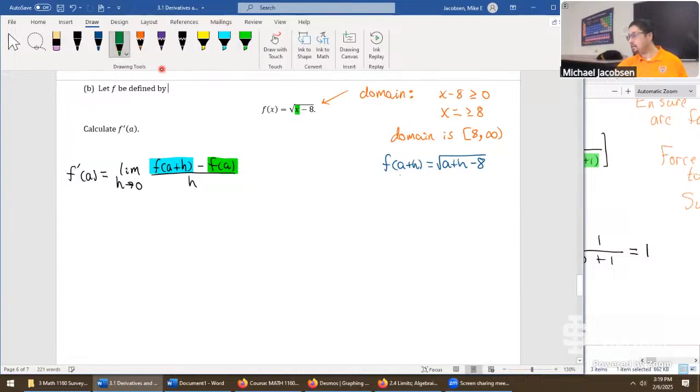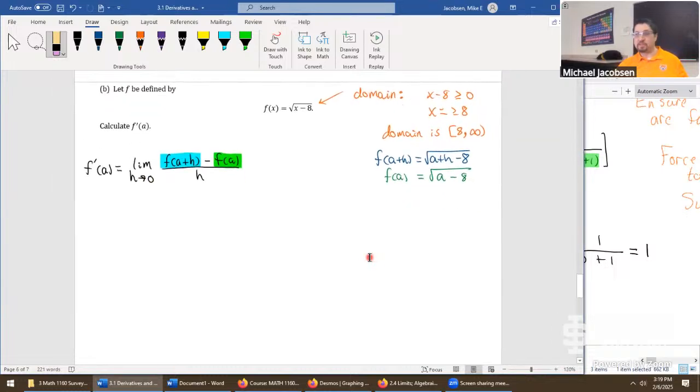We go f of a equals root a minus 8. So that takes care of both these two values here. We're going to substitute them in, and then we're probably expecting the conjugate. We'll definitely use that and hope for the best. So limit h goes to 0. This time the numerator is not as complicated, so I'm going to keep h right where it is. Just drop it in this spot. f at a plus h by substitution is the root a plus h minus 8, minus, next in green, we have root a minus 8.